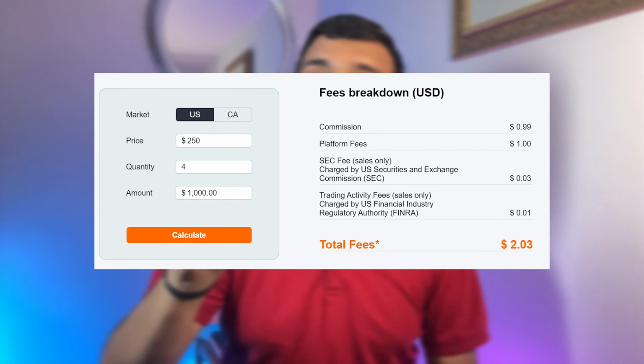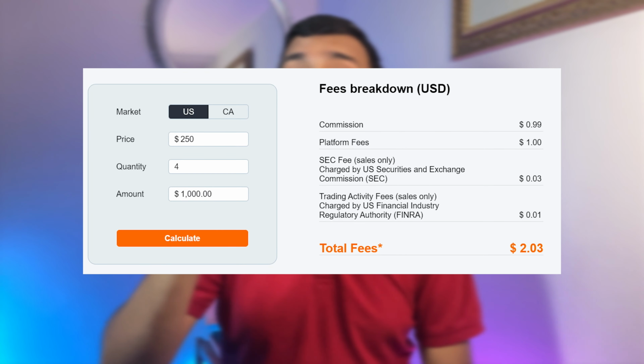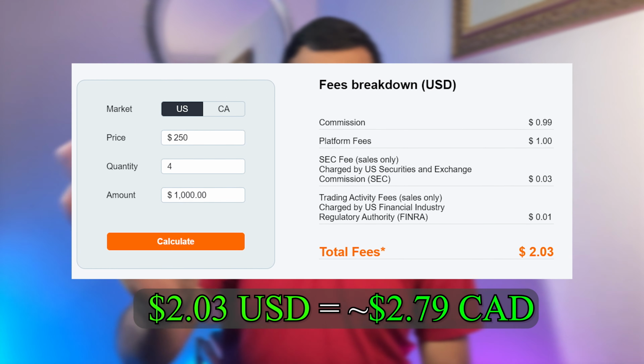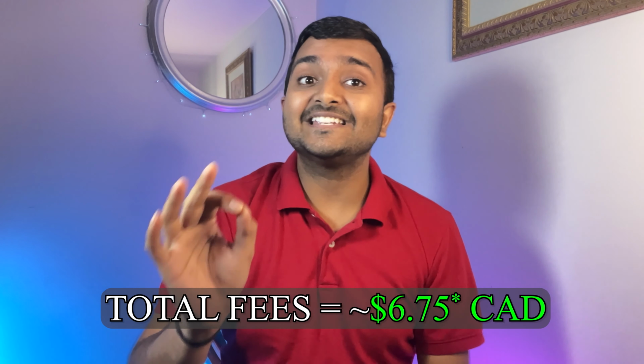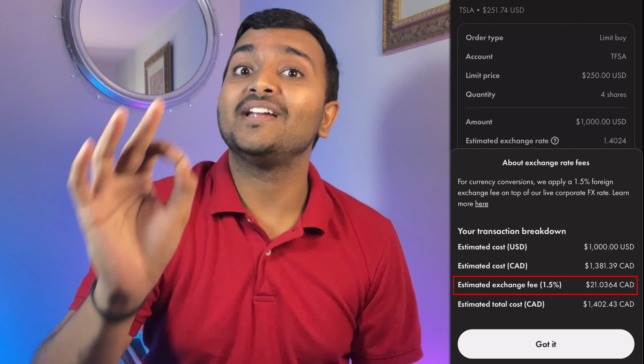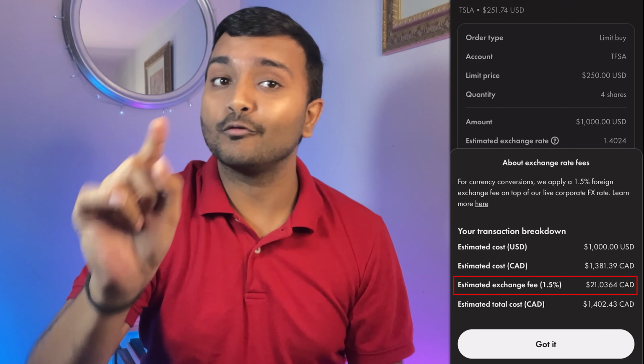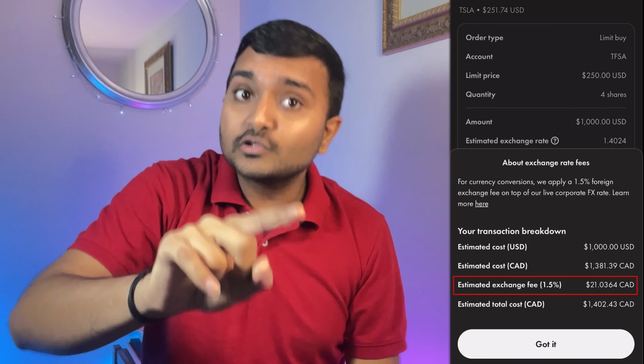Now, there are several strategies to help you save on these fees. I have recently come across a platform that charges only around 3.95 Canadian dollars to convert Canadian dollars to 1,000 US dollars. And for the same example, to buy those 4 Tesla stocks, it cost 2.03 US dollars, which is approximately 2.79 Canadian dollars, making the total cost around 6.74 Canadian dollars, which is significantly lower than the 20.8 Canadian dollar fee which you have to pay on Wealthsimple and also on Questrade fees.